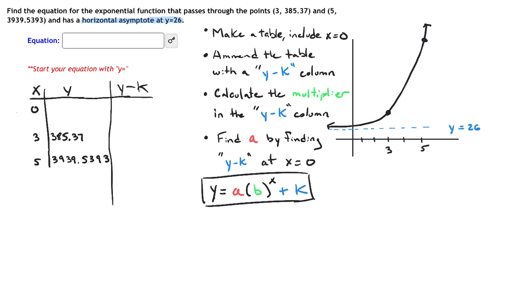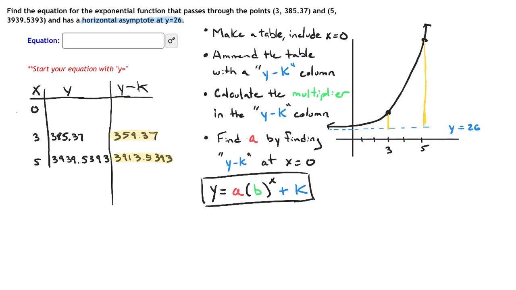You take your k value, which is 26, and you subtract 26 from each of your y values. So this is going to become 359.37, and this one is going to become 3,913.5393. These values are really the heights, which is what we need in order to calculate the multiplier. That's why we wanted to find out what that y minus k is.